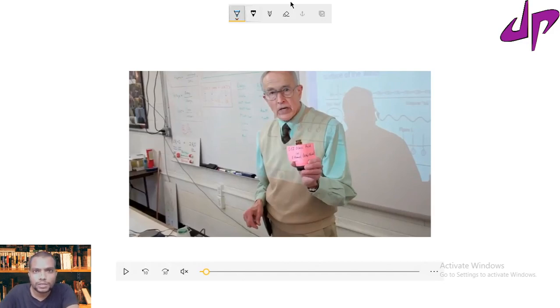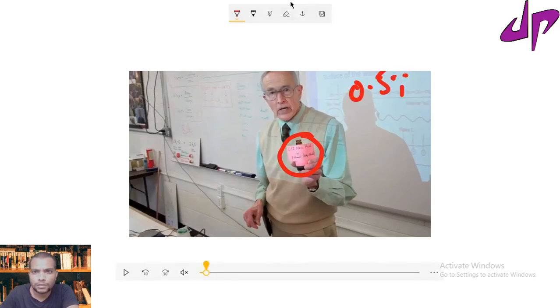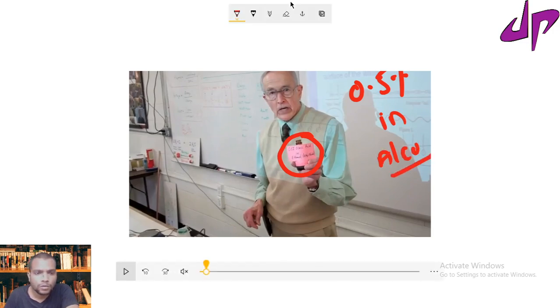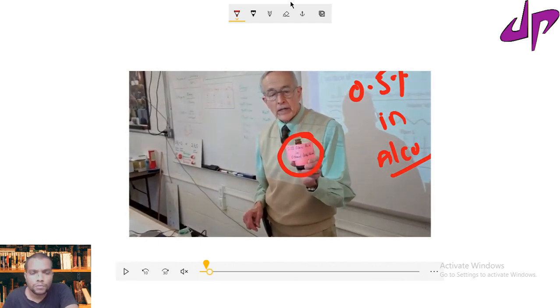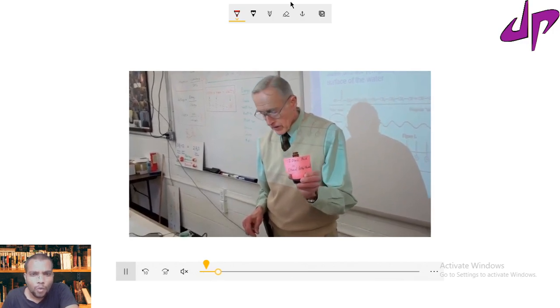Suppose here you can see the professor is doing the same experiment. He has taken oleic acid of 0.5 percentage. That is 0.5 percentage of oleic acid in alcohol. So now he is going to drop that in the water.